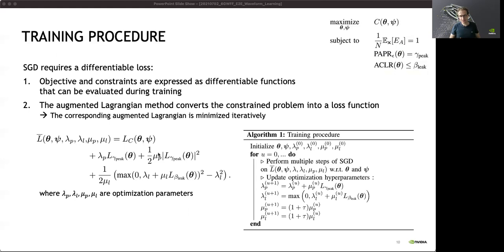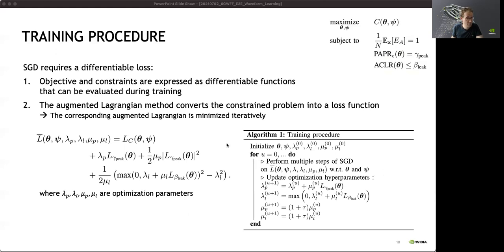And once you've done this, you have a loop in which you carry out a few steps of stochastic gradient descent, followed by an explicit hyperparameter update. And so this gives you then a new loss function, which you minimize again using SGD and so on. And you do this until your algorithm is essentially converged, or you don't see any performance improvements anymore.